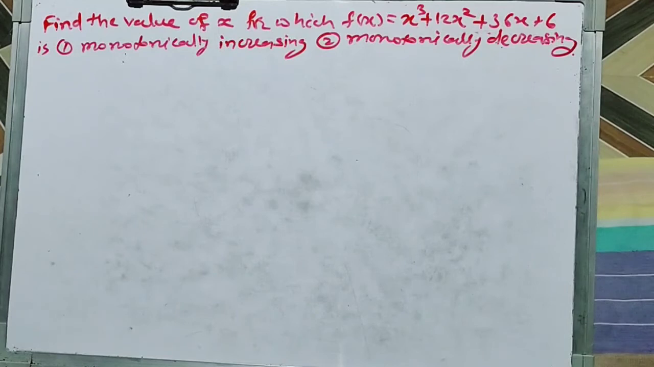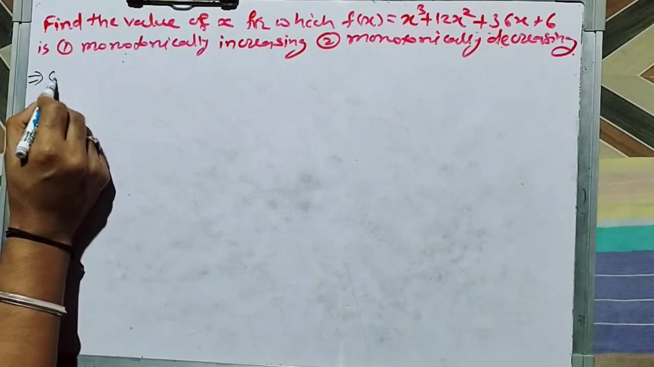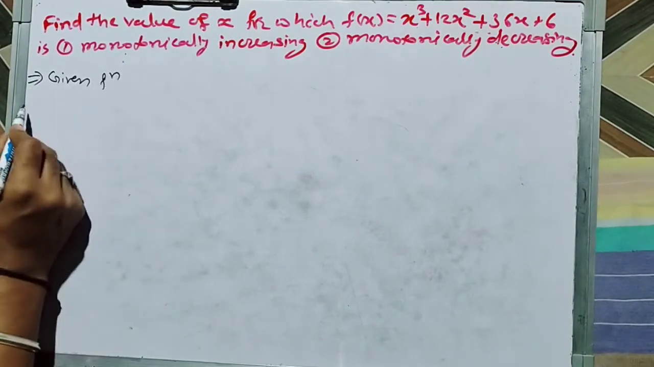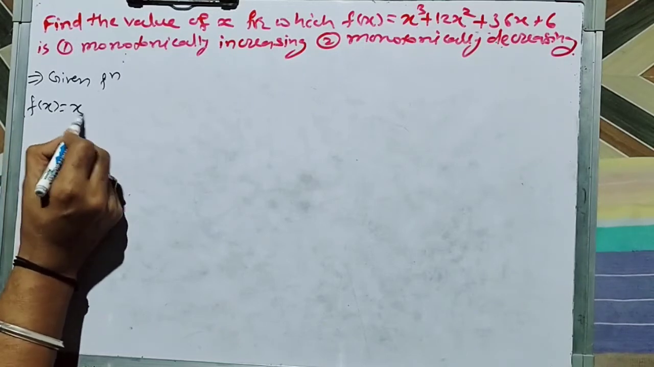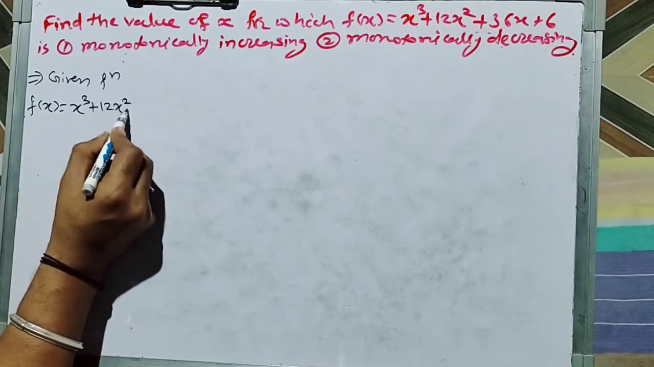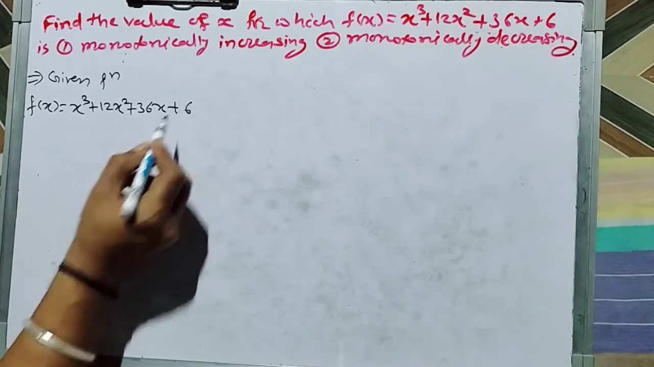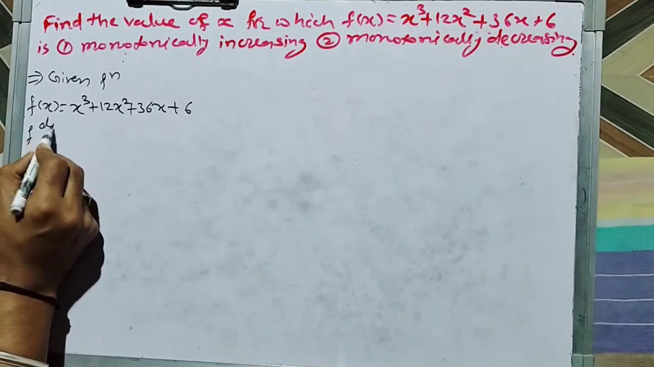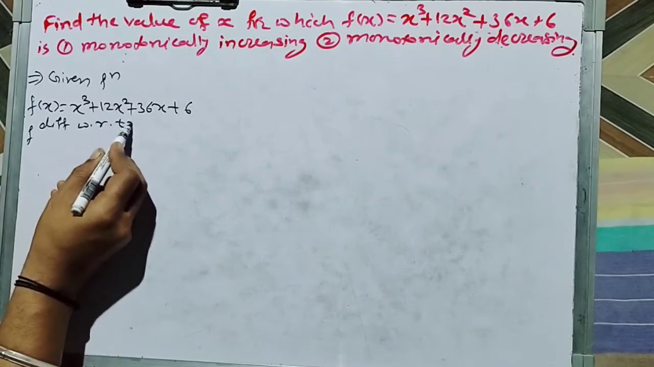Now consider an example. Find the values of x for which f(x) = x cube plus 12x square plus 36x plus 6 is monotonically increasing and monotonically decreasing. So with the given function f(x) = x cube plus 12x square plus 36x plus 6, differentiate with respect to x.